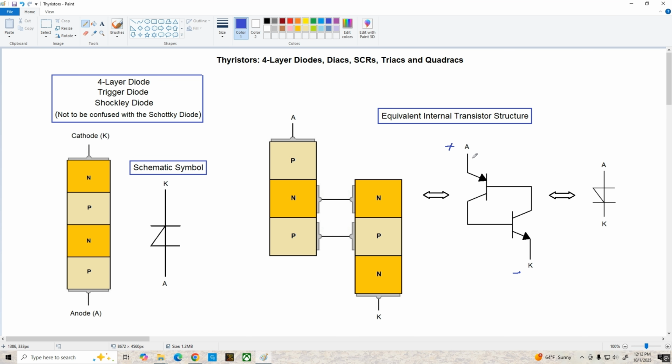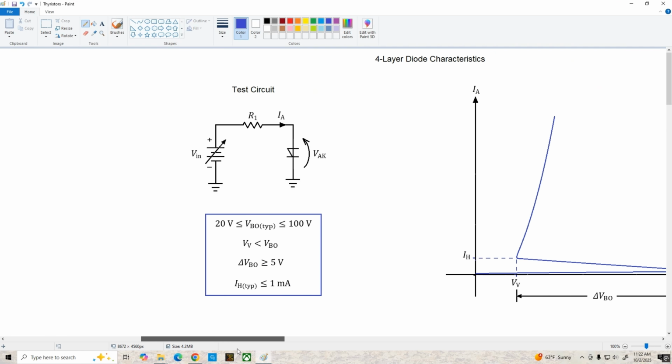The bias voltage from anode to cathode required to cause these transistors to go into saturation is called the breakover voltage, and once they're in saturation, they remain in saturation until the current through the 4-layer diode is reduced below a certain level that's called the holding current. And the best way to understand this is to take a look at the characteristic curve. So let's go on over to the next page and do that.